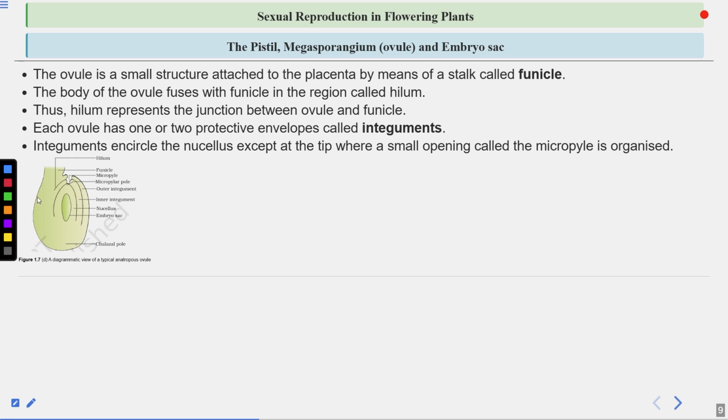So here you can see, this is the main body of the ovule. You can see the outer integument and inner integument, two coverings, right? And here you can see they form a pore-like or opening-like structure, that is called the micropyle. The pollen tube enters inside this ovule through this micropyle only, right?